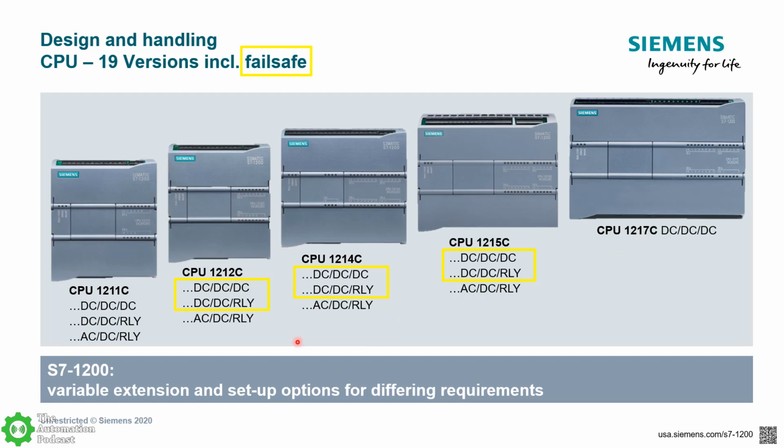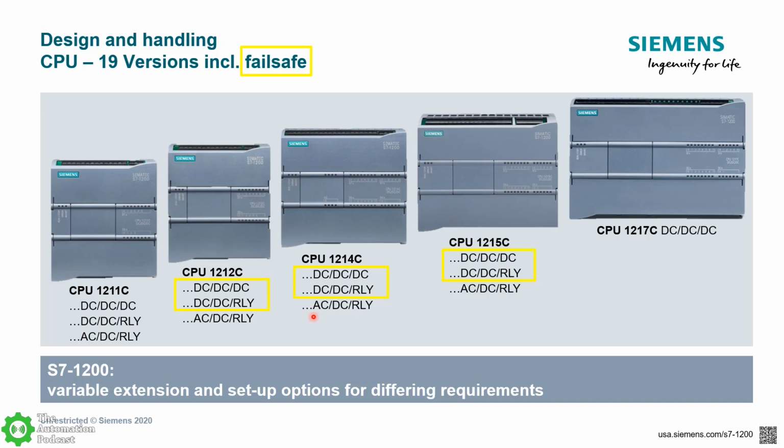The other configuration option I mentioned earlier, you have the option to wire 120 volts AC directly into the CPU for power. That's another configuration option. As well as for the digital outputs, you have the option to either have 24 volt DC discrete outputs or using relay outputs.